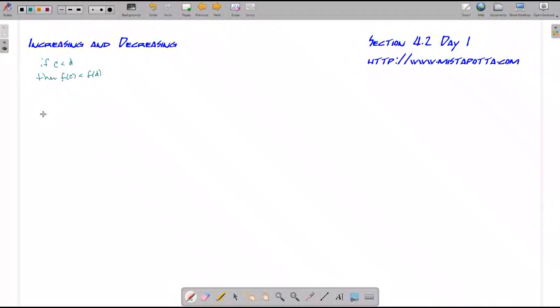So an increasing function, given two points c and d, where c is less than d, the y value of d needs to be larger. That's what I mean by an increasing function. So when I talk about a function being increasing on an interval, I mean that for any two points c and d on that interval, if c is less than d, then f of c has to be less than f of d.